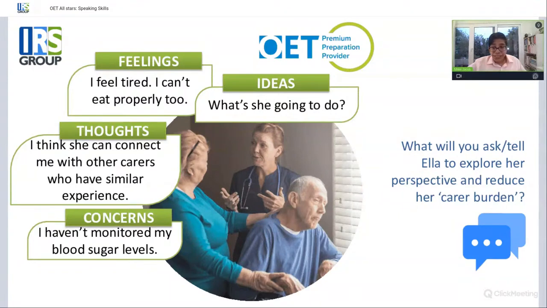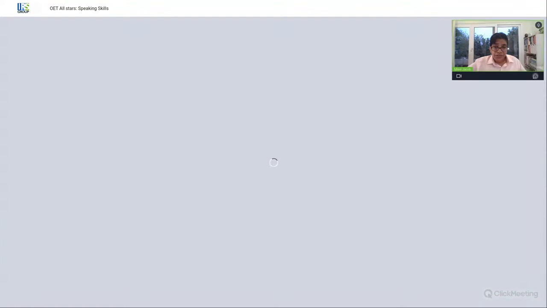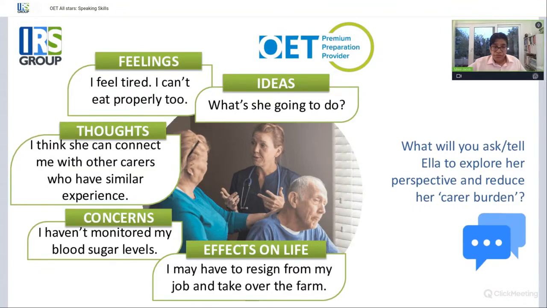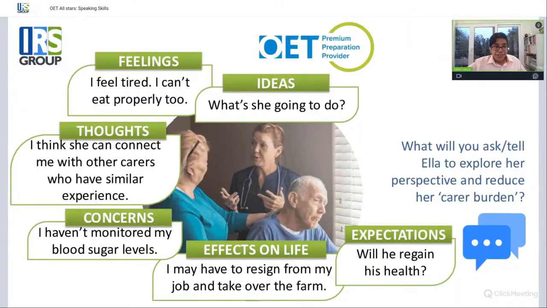And as we saw earlier, it's something that's called carer burden. Look at that, the effect on her life. She may have to resign from her job and take over the farm because Ken is a farmer. So there's a lot going on at the moment in the minds of both Ken and Ella. And her expectation, will he regain his health? That's what she expects. Right.